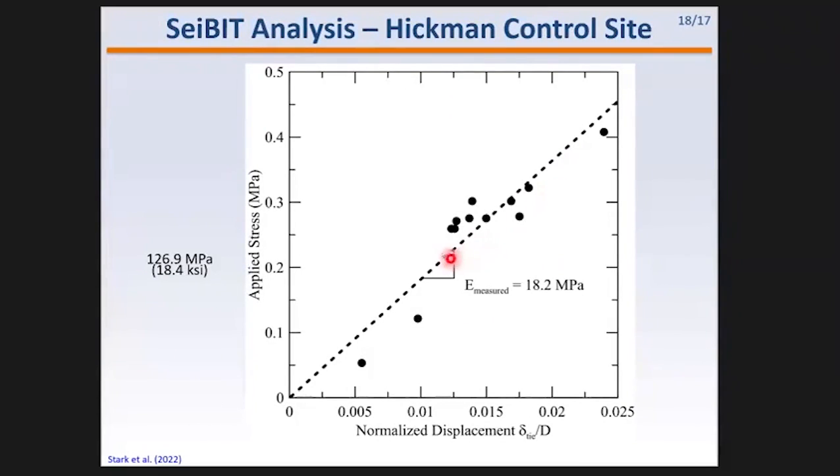So, and you can tell the control site's a little more well behaved. Notice the normalized displacement, which I'm going to talk about in just a minute, versus the applied wheel load graph. All the data seems to lie close to a Young's modulus of about 18.2 megapascals. And just wait, you're going to see the fouled site, and it's going to be a big mess.